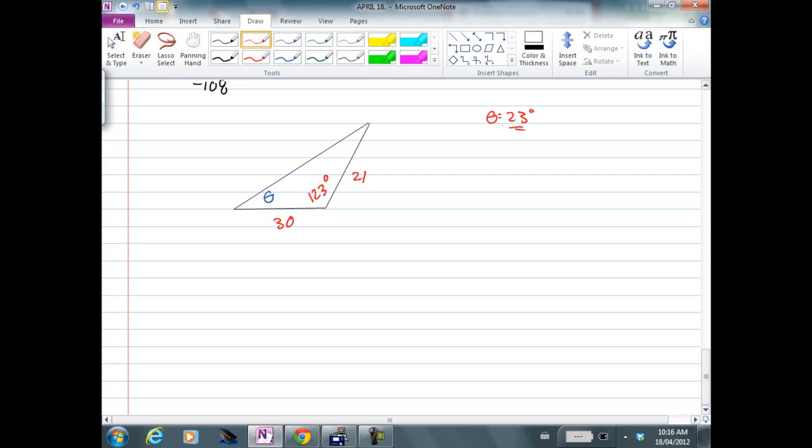If you try to use the sine law right away, it won't work because you're missing a few things. The first thing I have to do is find this missing side right here. We'll call this x. So we go x squared equals 30 squared plus 21 squared minus 2 times 30 times 21 cos 123.